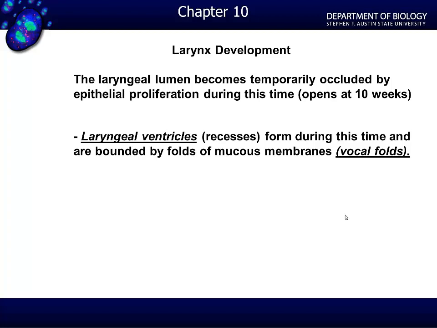Now, as we open this, as we have apoptosis occurring to canalize this passageway, we're also going to form what are referred to as laryngeal ventricles. These are recesses. And so you're going to have portions of the wall of the larynx being eroded, again, by apoptosis. And what's going to be left are these folds of mucous membranes. We're going to have the vocal folds, which are your vocal cords, but we're also going to have the vestibular folds. Now, these are going to be just superior to the vocal cords.